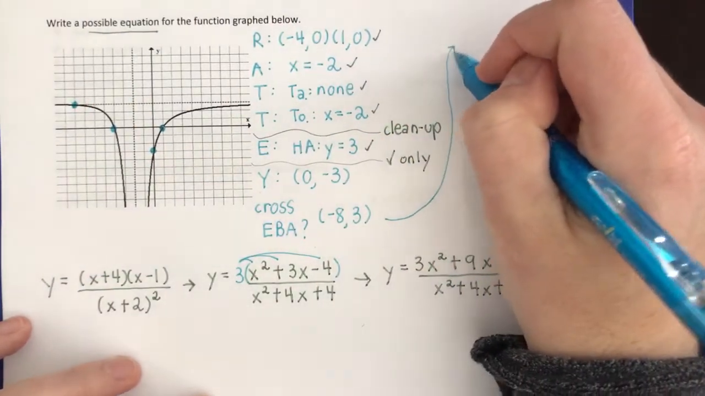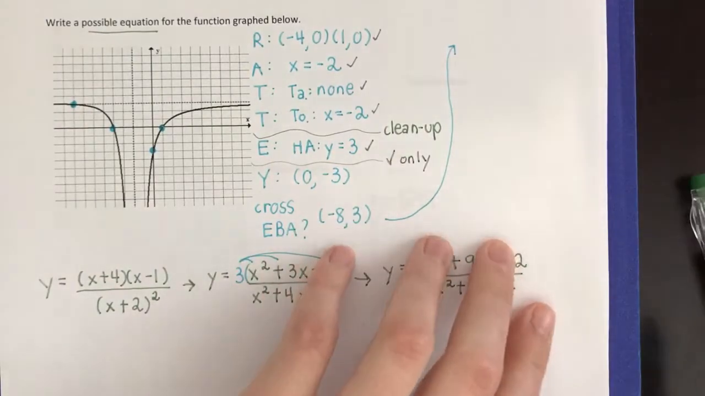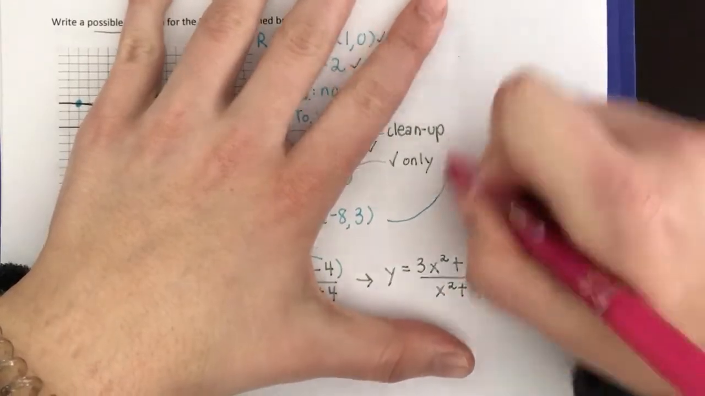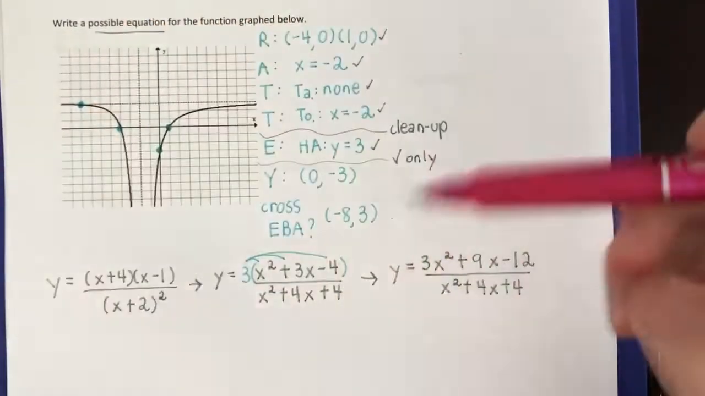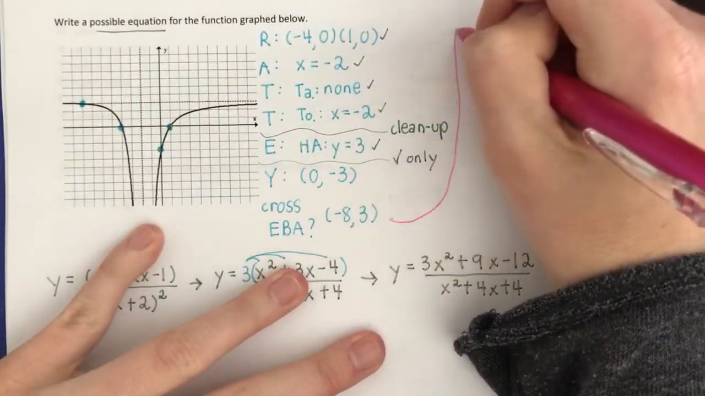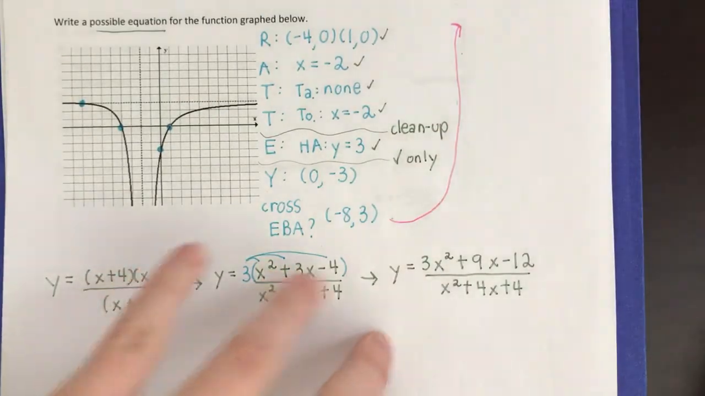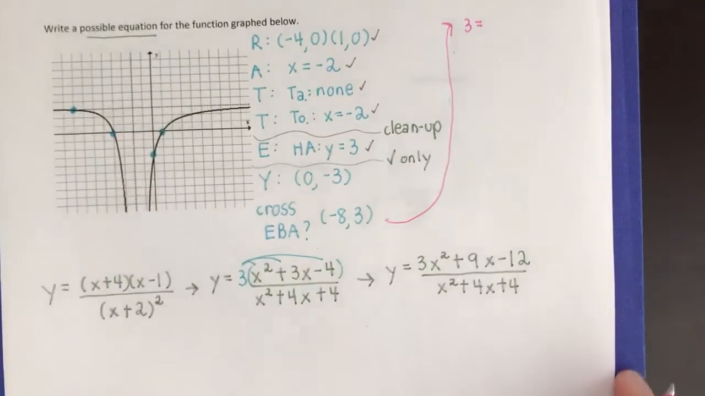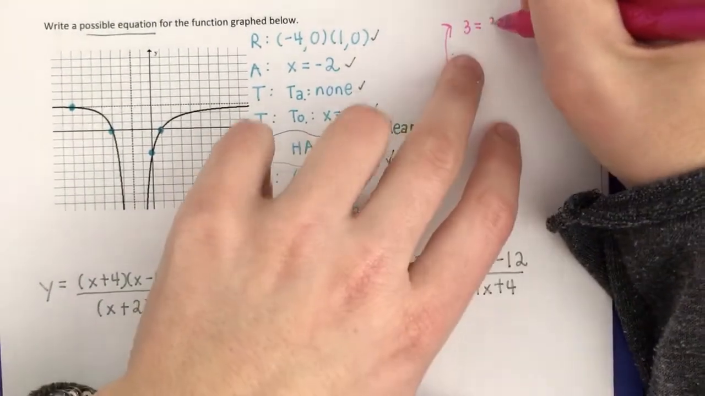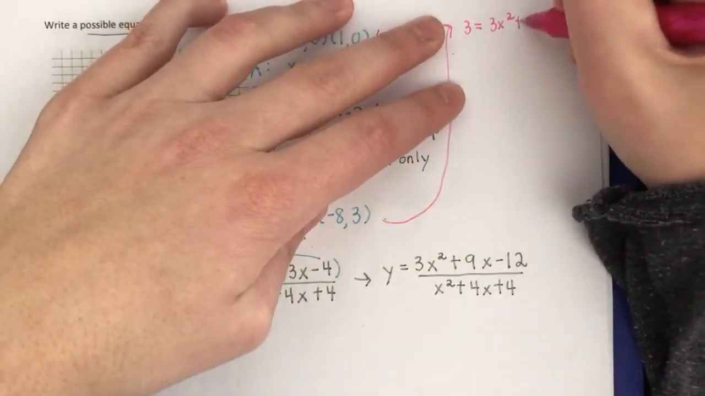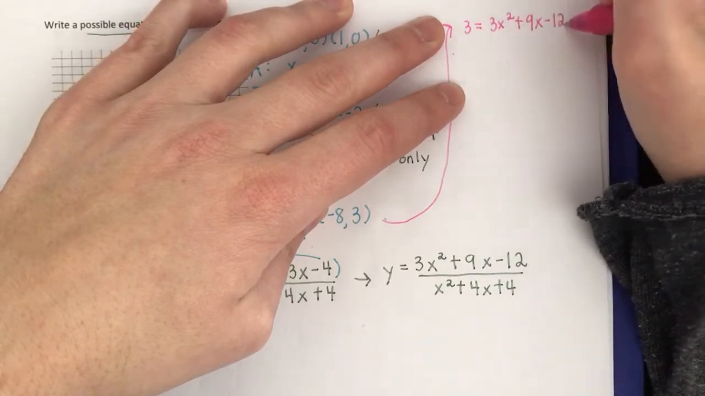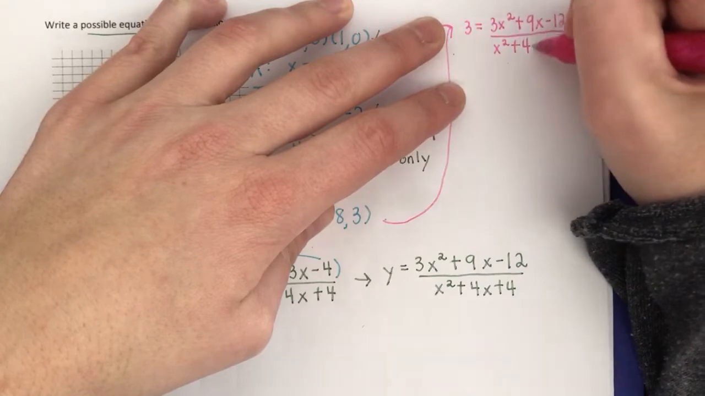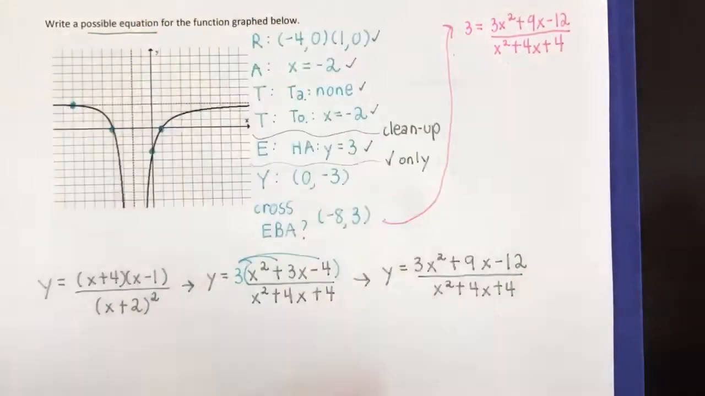Let's come up here for some space to work. All right, let's come up here and check. I'm going to use pink, and let's check this. I just don't want to confuse, so I want to use a different color. So 3 equal to our equation: 3x squared plus 9x minus 12 over x squared plus 4x plus 4.